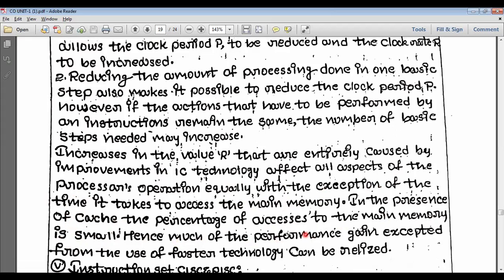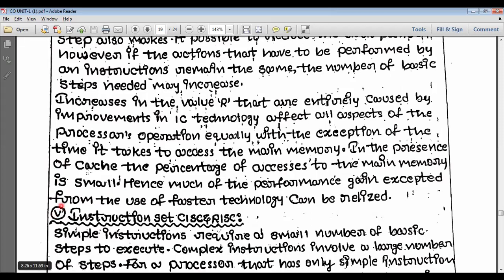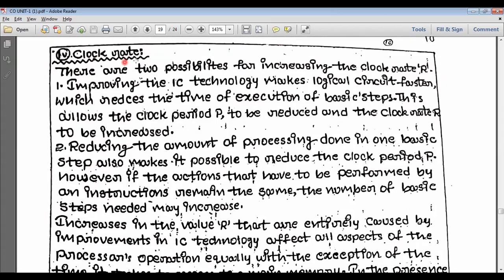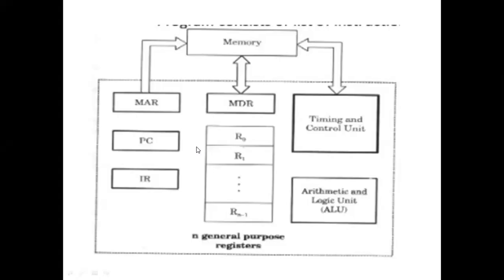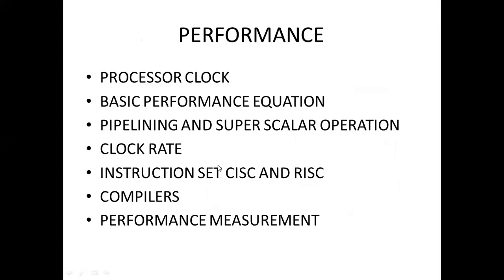Hence, much of the performance gain expected from the use of faster technology can be realized. So in this way, the clock rate affects the performance. So what is the next one? Instruction set, CISC and RISC.